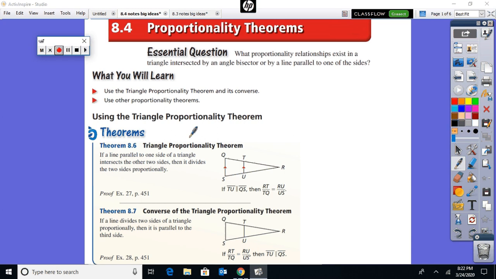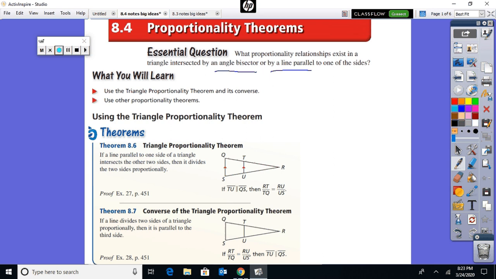All right, welcome to our first notes on video lesson. This is section 8.4, proportionality theorems, wrapping up chapter 8, similarity with some simple proportions that are found inside triangles whenever you bisect an angle or draw a line parallel to one of the sides.